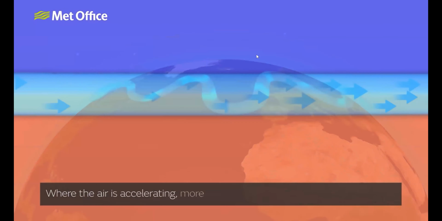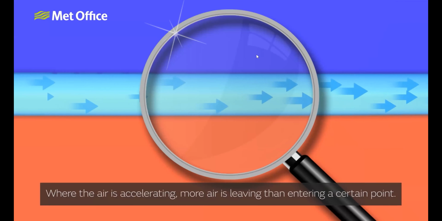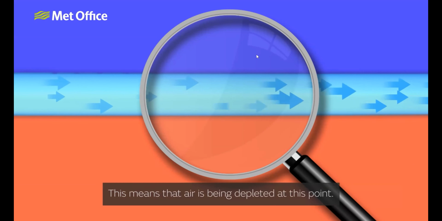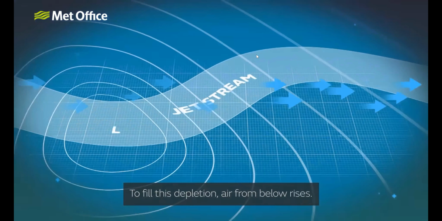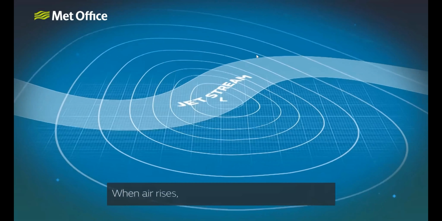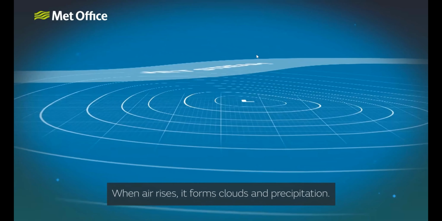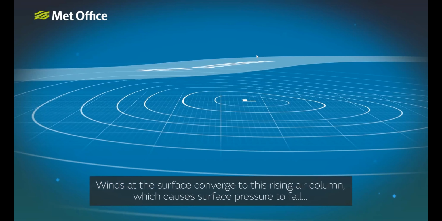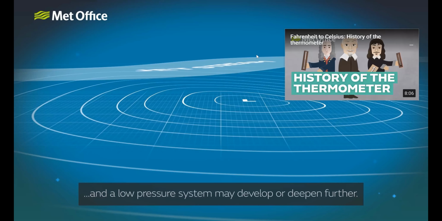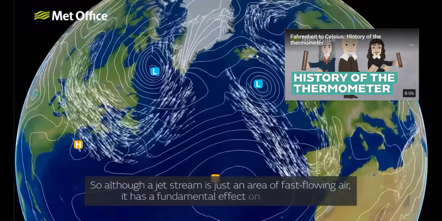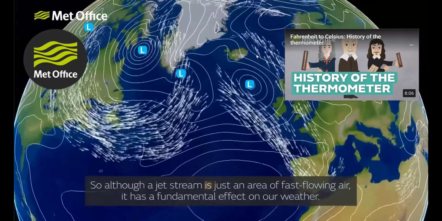Where the air is accelerating, more air is leaving than entering a certain point. This means that the air is being depleted at this point. To fill this depletion, air from below rises. When air rises, it forms clouds and precipitation. Winds at the surface converge to this rising air column, which causes surface pressure to fall, and a low pressure system may develop or deepen further. So whilst a jet stream is just an area of fast flowing air, it has a fundamental effect on our weather.